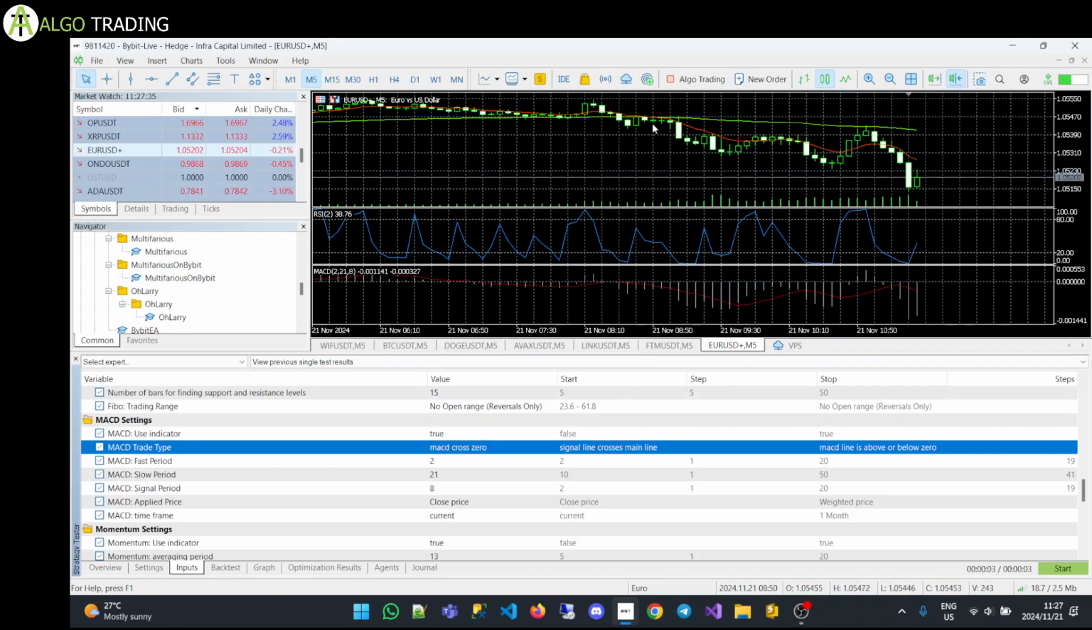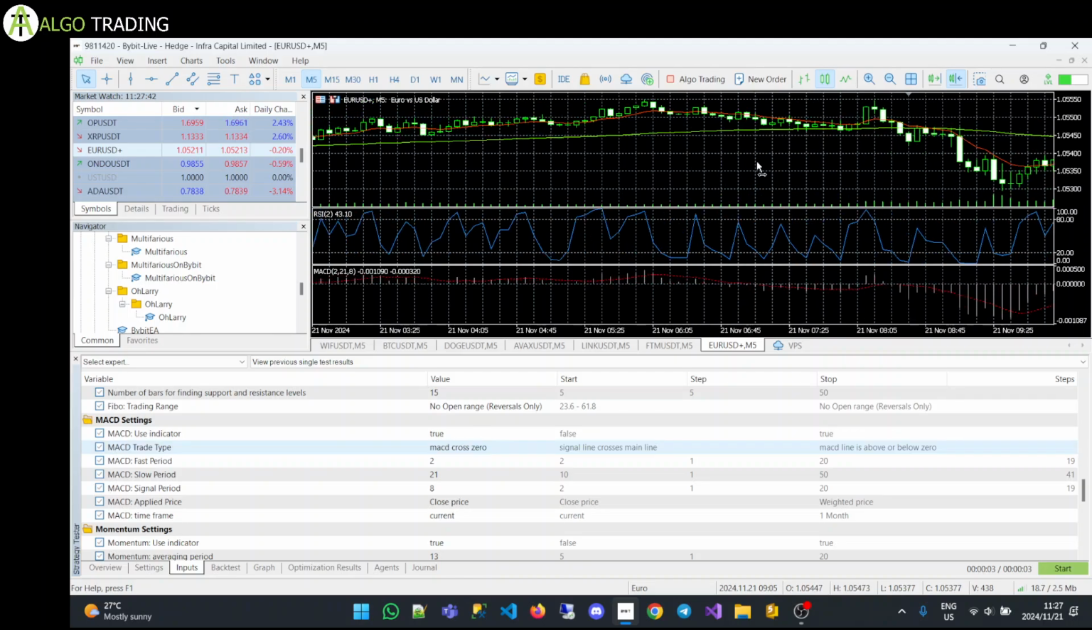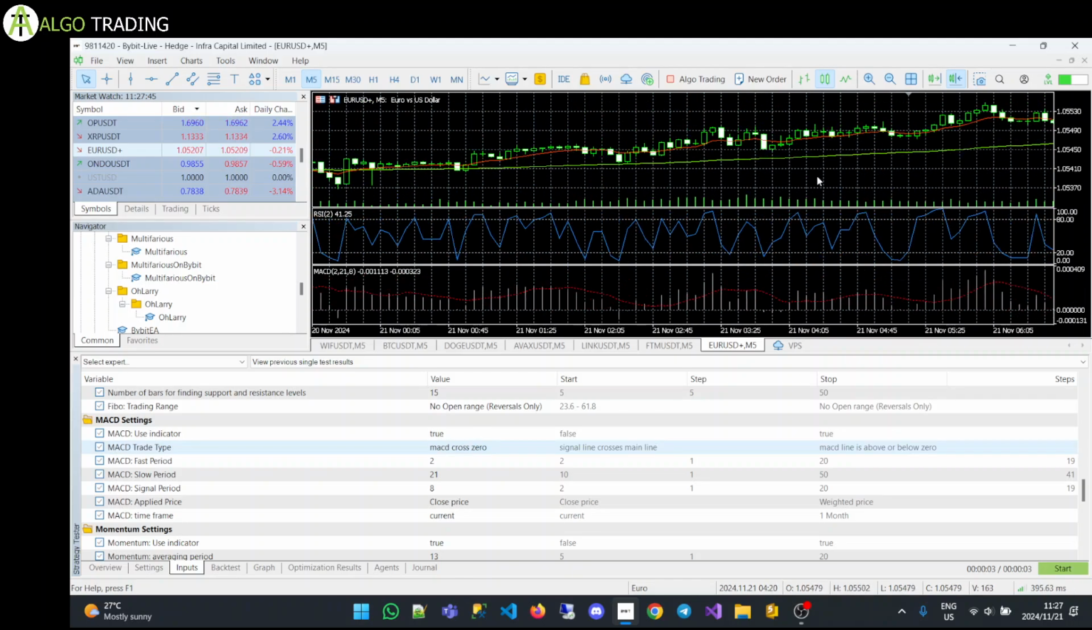So you can see what's happening here. Where would we have taken a trade? We wouldn't have taken a trade in here today. So let's see where we would maybe have gone into a long trade.